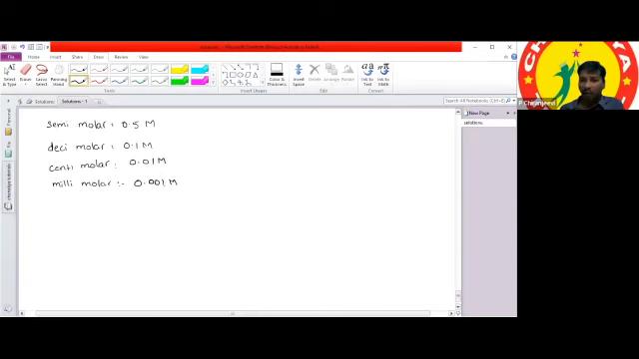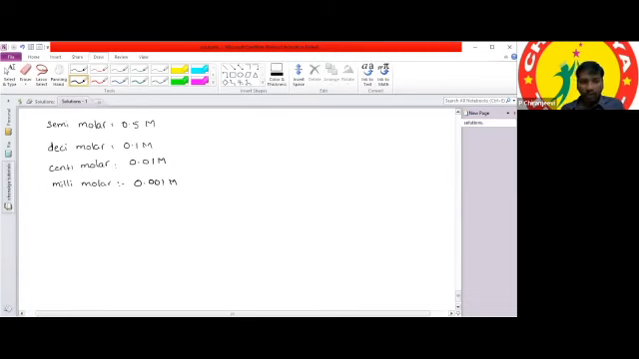Now we are going to discuss solubility. We already discussed solubility, because based on the solubility only we are representing the concentration terms. We have different types of concentration terms: weight by weight percentage, weight by volume percentage, volume by volume percentage, parts per million, molarity, molality, mole fraction, normality. All we have seen. Now here we'll see about solubility.